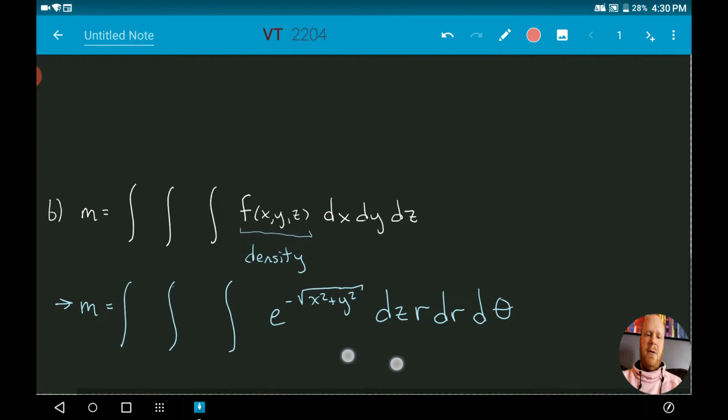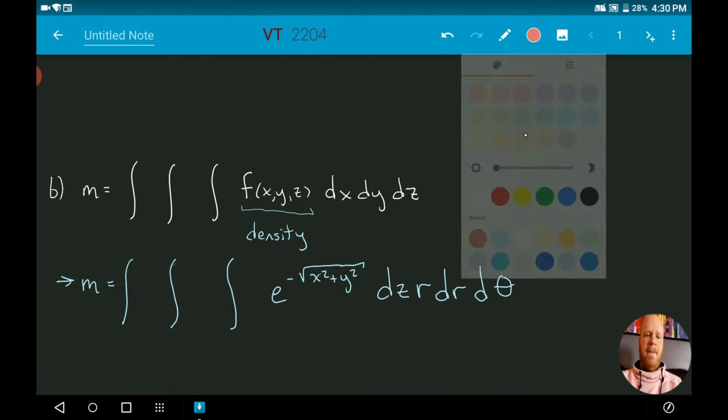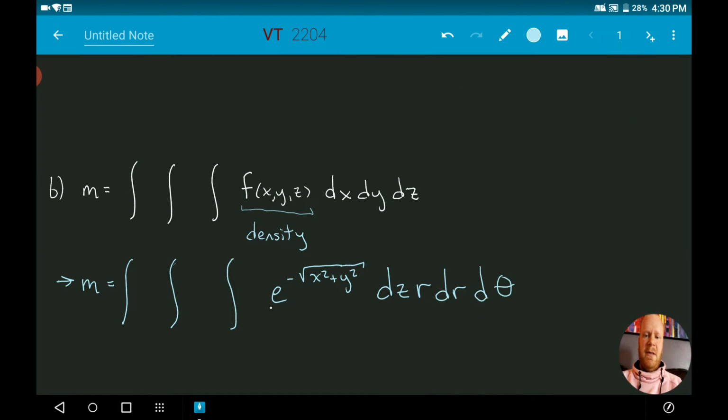So let's go ahead and put those down here. On the bottom we have square root x squared plus y squared, and on the top we've got 2. Okay. The next one is dr, so that's associated with this one here.